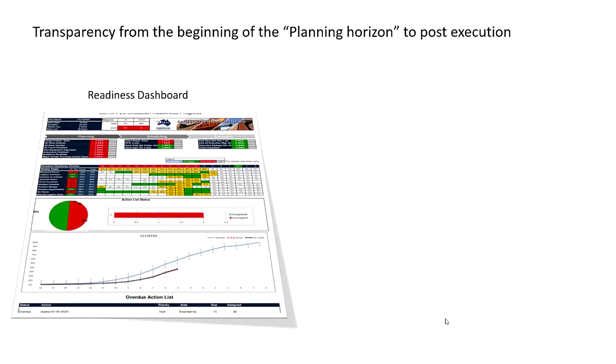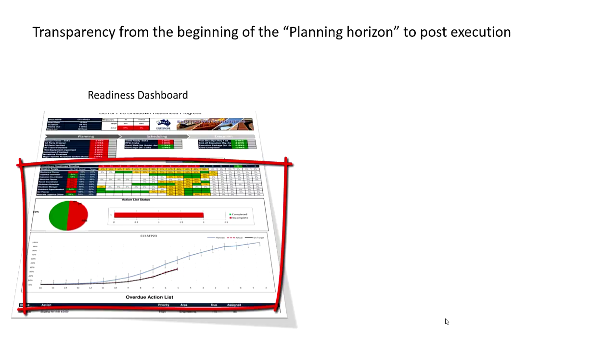But the second part of the shutdown readiness is to allow transparency from the beginning of the planning horizon to post-execution, for management to be able to assess the progress made during the planning period and the success of the shutdown event itself. The first part is the Readiness Dashboard. It's in this dashboard that we quickly identify the key Tier 1 metrics that allow us to quickly see the health of the shutdown readiness planning horizon. Level 2 is the detail in which the individuals are working, and we can drill down and look at how things are going or areas that we might need to focus on.